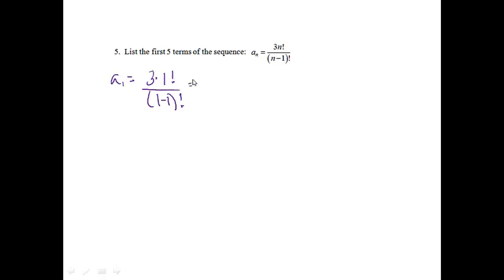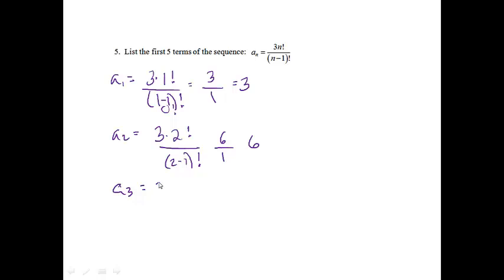Okay, so 1 factorial is just 1. And if you plug in, we end up getting 0 factorial, but I did tell you that 0 factorial is also equal to 1, so the first term is equal to 3, right? The second term, we will go ahead and plug in 2, so I'll have 3 times 2 factorial over 2 minus 1 factorial. 2 factorial is 2, and then 2 minus 1 is 1, 1 factorial is 1, so we'll get 6 as our second term.